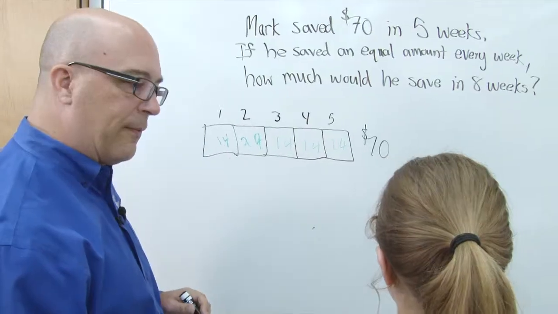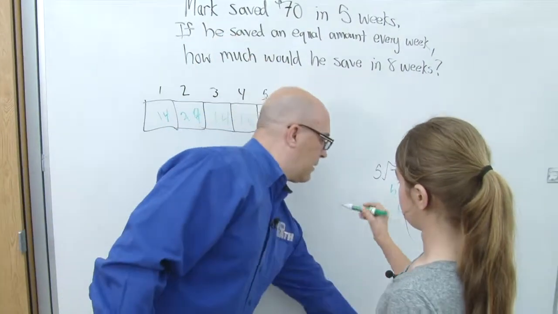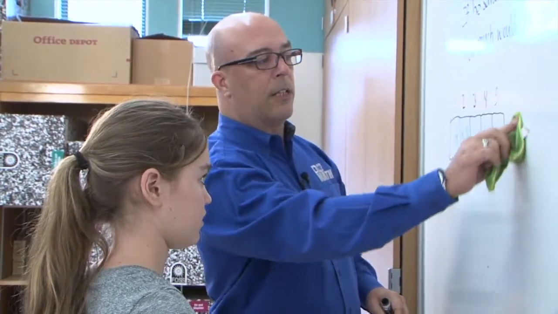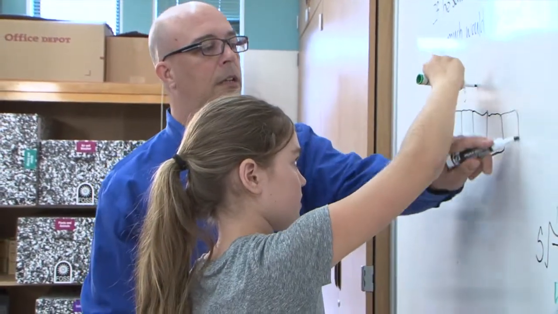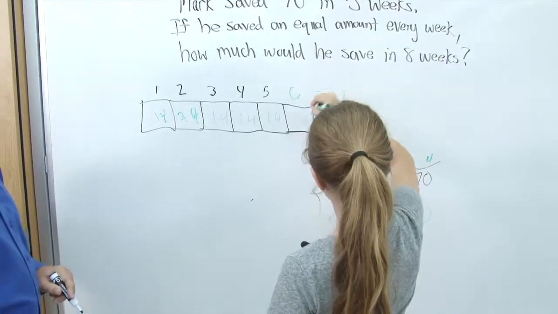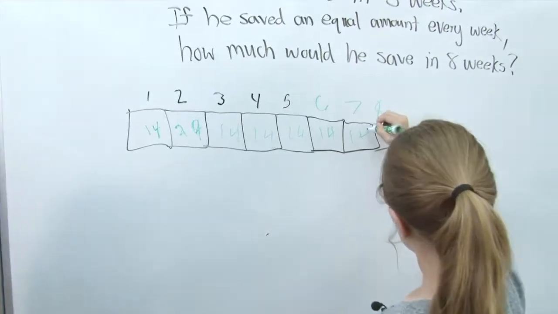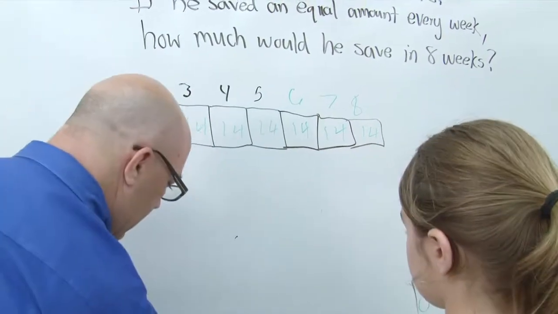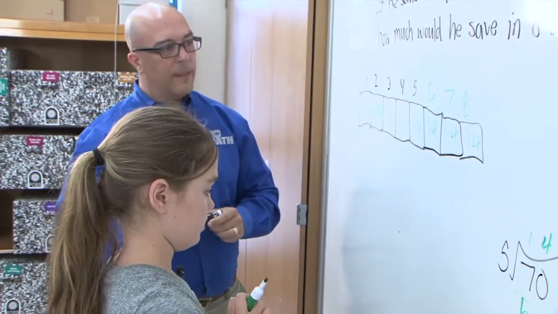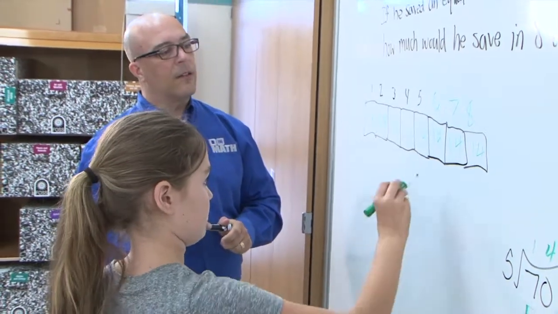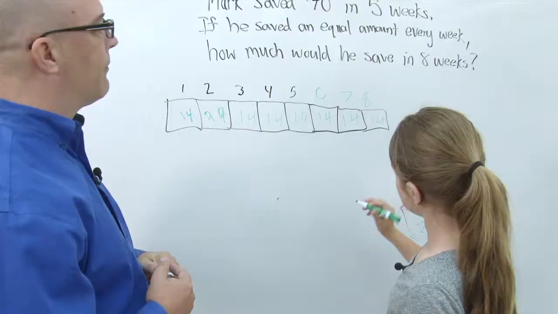Okay, so if we have 5 right here, what could we do to this drawing to get to 8 weeks? Well, we could add 14 3 times to 70. You want to add it 3 more times? Okay, so why don't you go ahead and let's draw 3 more up here. 1, 2, 3. Now, do you have enough information to figure out how much he would save in 8 weeks? Yes, but I have to add up these weeks to 70. Okay.